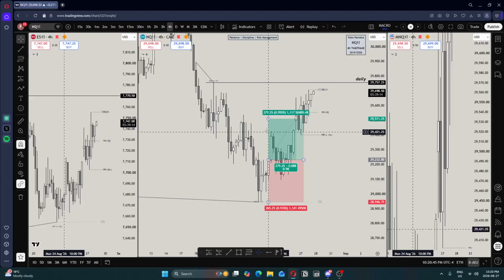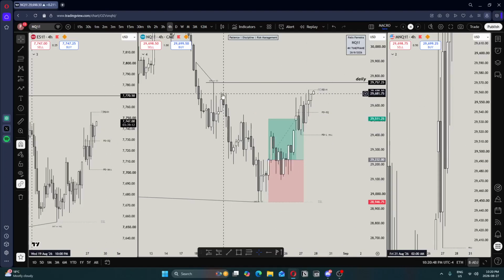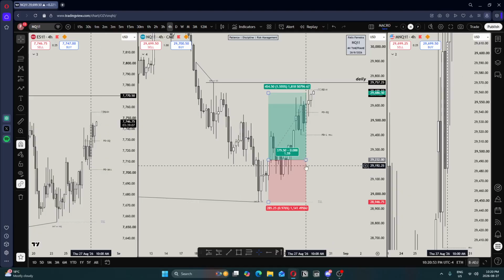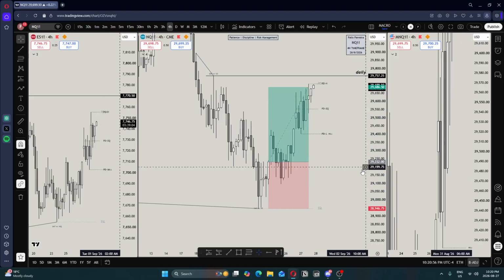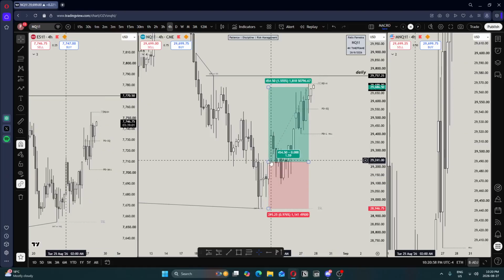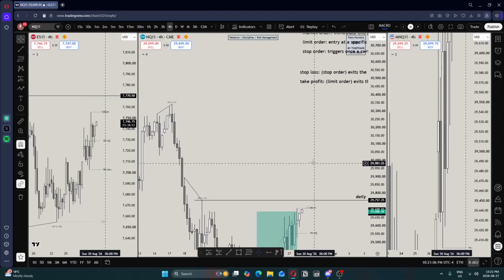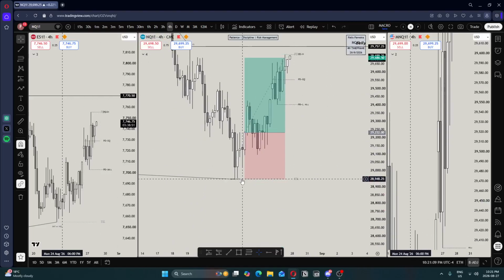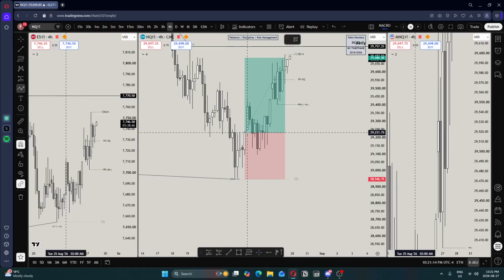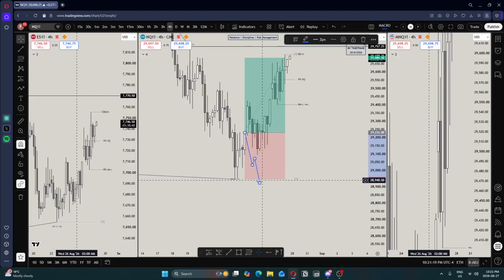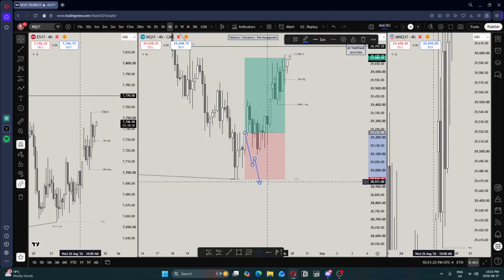Let's just say my target for this example is these highs right here, just for the sake of it, because it already got taken. So if I enter this at a market order, that means I'm immediately entering here at this point when I click the button. I will then have my stop loss, which is a stop order. That will be right down here at this swing low. If price comes down and hits my stop loss, my position will be automatically closed for this specific amount of loss.